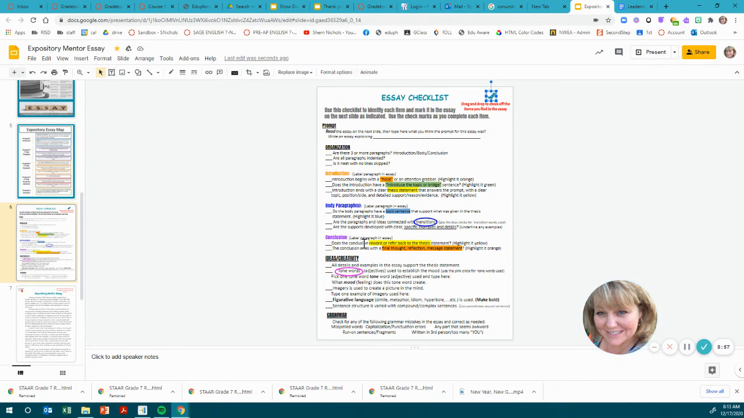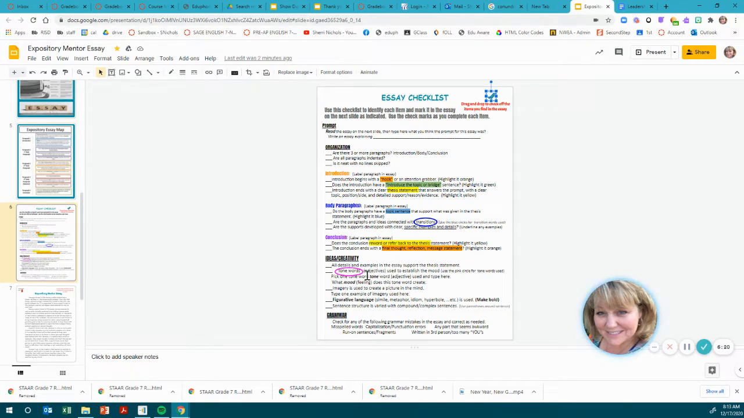So the conclusion, it needs to reword or refer back to the thesis. And you're not saying it exactly the same way. You're saying it in an interesting way. The conclusion ends with a final thought, reflection, or message. And it also refers back to your beginning or your hook. And looking for ideas or creativity, all details and examples in the essay support the thesis statement.